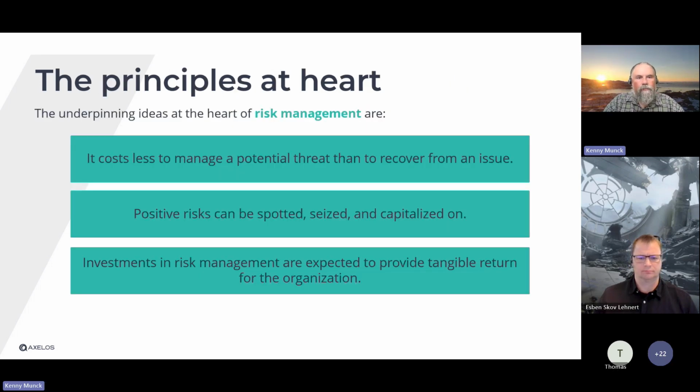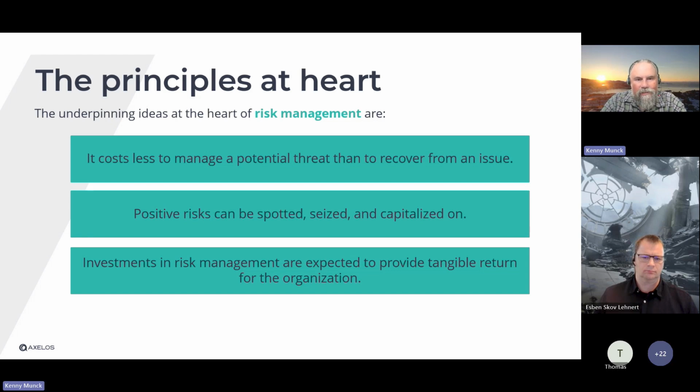And in that sense, the principles at heart are basically aiming at: it costs less to manage a potential threat than recover from an issue. So that's at least the assumption, and I think it holds up, that if you focus on doing things early, it's better than having a rush to try and fix a problem that already occurs. So the principles are aiming towards how can we make it part of the mindset that we try to deal with things before they become issues.